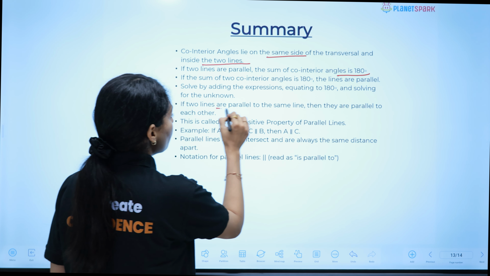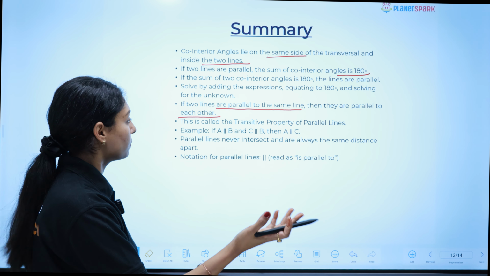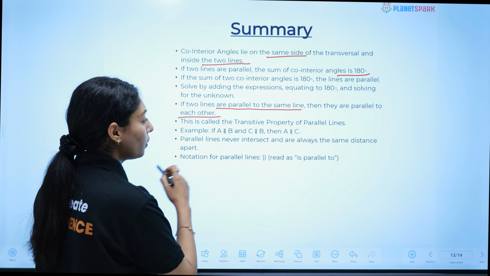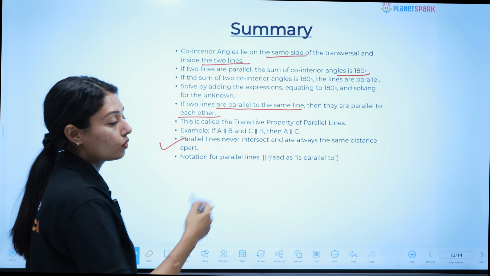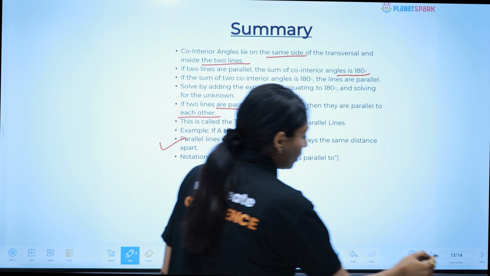Two lines, if they are parallel to the same line, then they are parallel to each other. Transitivity. Similarly, parallel lines never intersect, we know there is the same distance between them all the time, and this is the notation we use there.